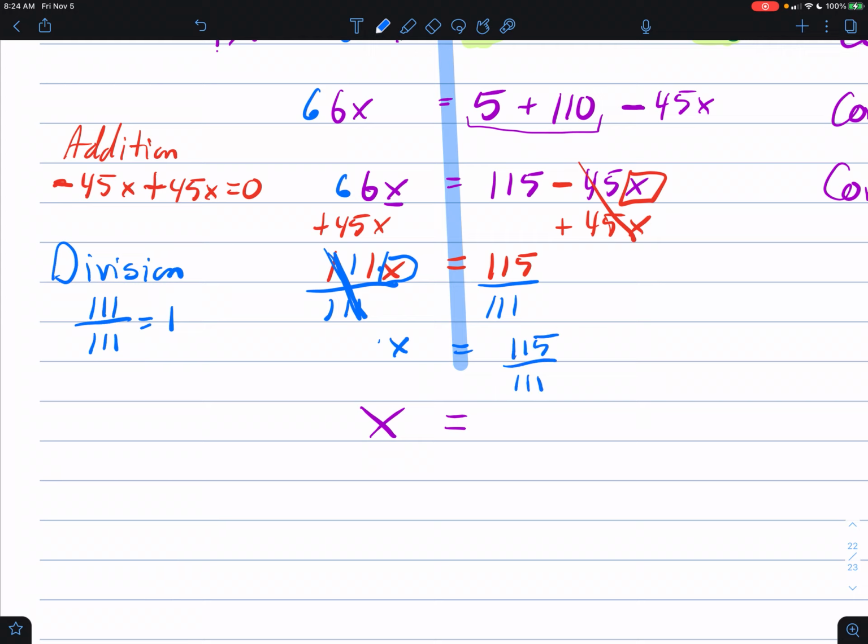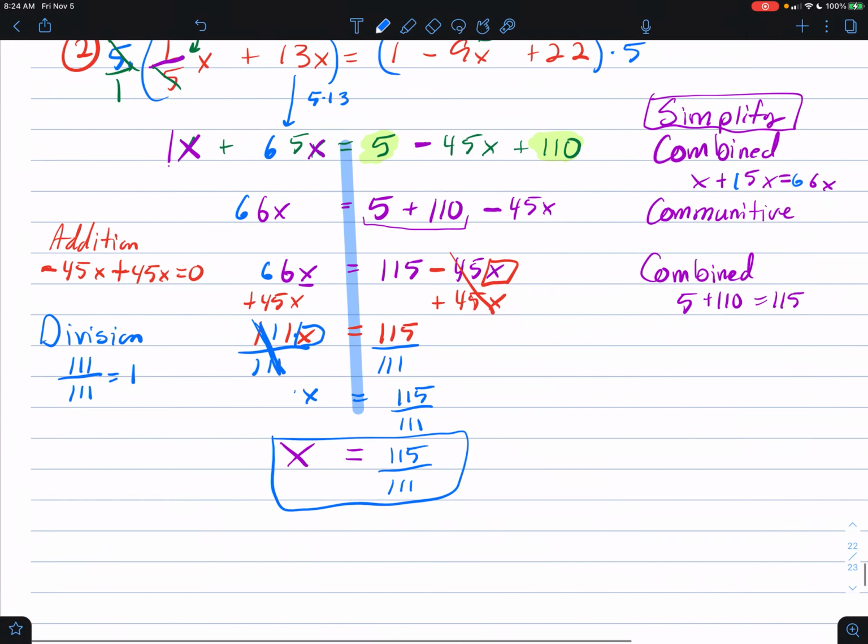You can make it a decimal if you want, but it's going to be an irrational number. It's going to be 1.036036036. So we're just going to leave it as a fraction, because it's more of an exact answer when you leave it as a fraction and not try to change it to a decimal.